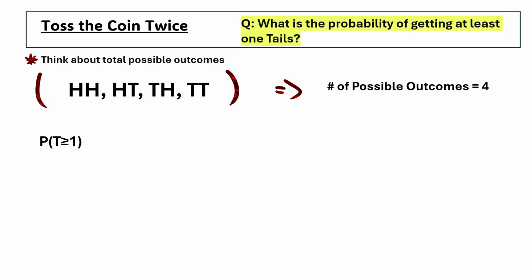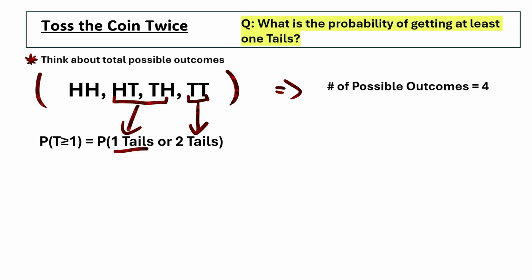Here, if you think about it, probability of getting at least one tail equals probability of getting one tails or getting two tails. Now, the individual event getting one tails involves two outcomes, which are HT and TH. And the other individual event getting two tails involves TT, getting tails tails. And since HT, TH, and TT are all different or separate outcomes, this means that the individual event getting one tails and the other individual event getting two tails, these two events are going to be separate events. And since they are separate events, we can simply add the probabilities of these two individual events.